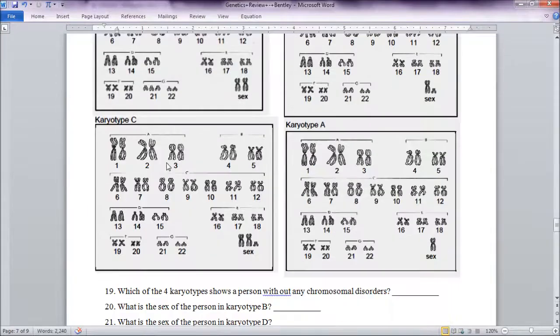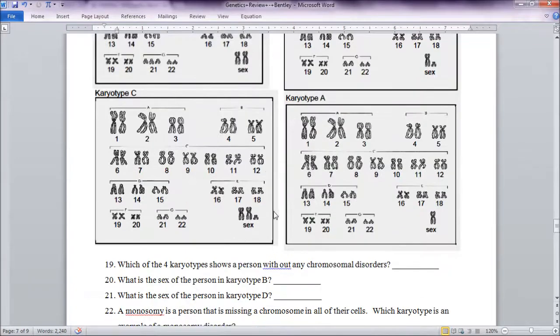Karyotype C. We got good, good, good, good... No! We got an extra X. Alright, so this is something called Klinefelter's syndrome. This person has an extra X, what we call XXY. So, again, 47 total chromosomes, so that's not good. That is a disease, not that bad as far as these type of diseases go. Certainly one of the less awful ones out there.